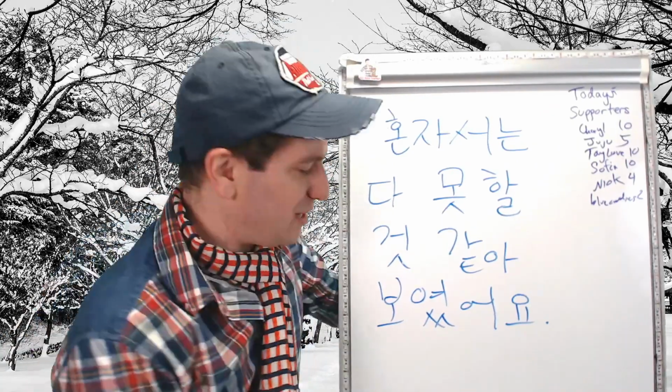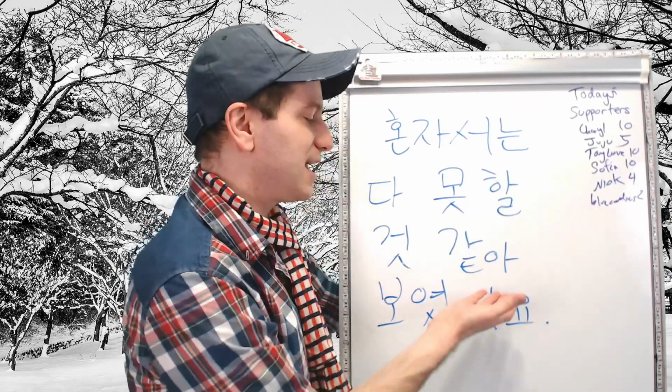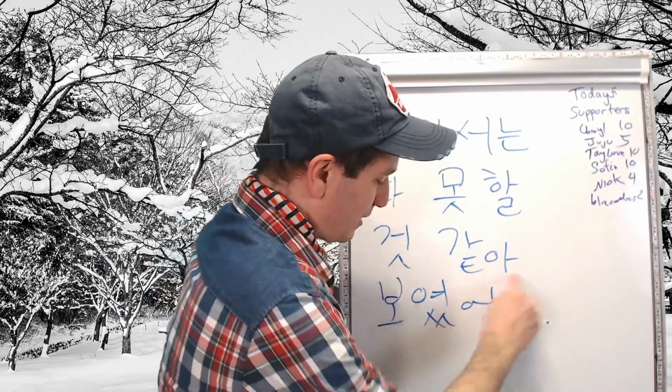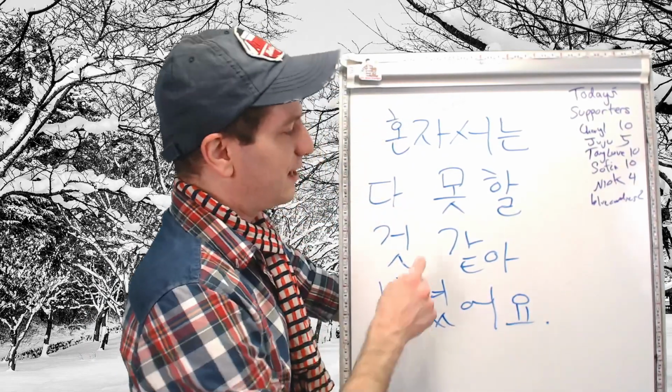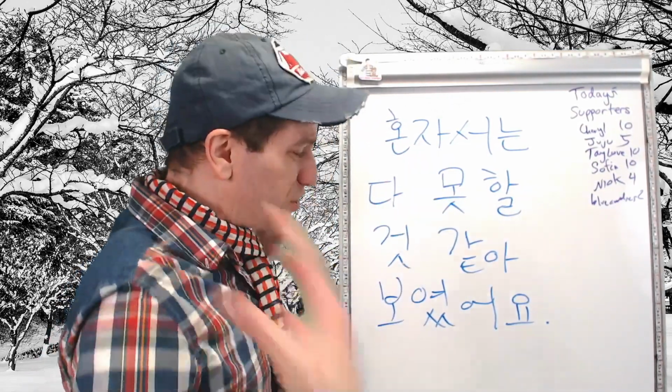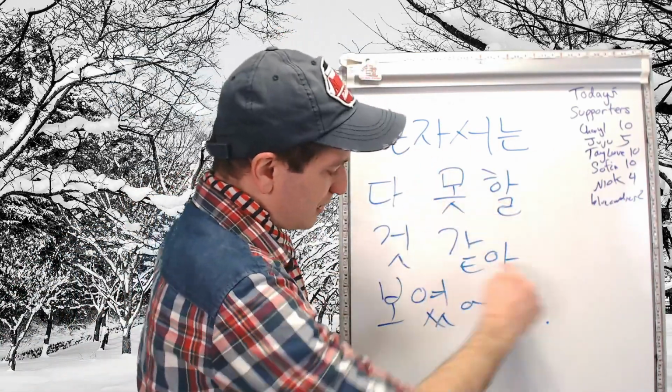If you want to use the 보이다 form with an action verb, just attach the 것 같다 form and conjugate it. So that will always be 같아 보이다. And in this case, it's past tense 보였어요. Looked like I wouldn't be able to do it all by myself. So it looked like I wouldn't be able to do it all on my own. 혼자서는 다 못할 것 같아 보였어요.